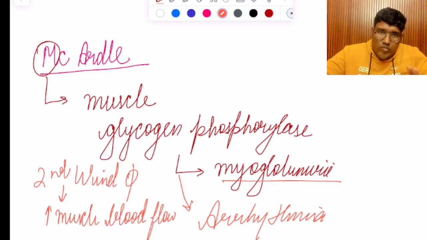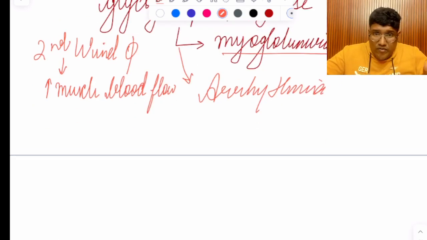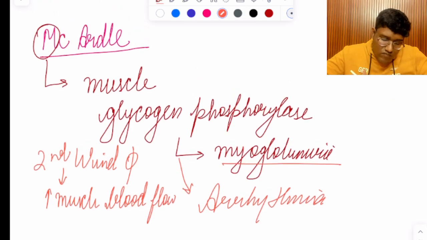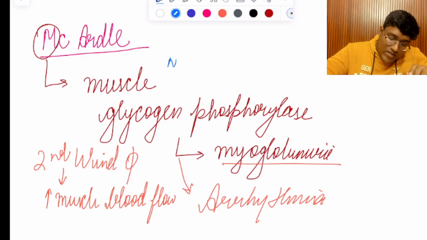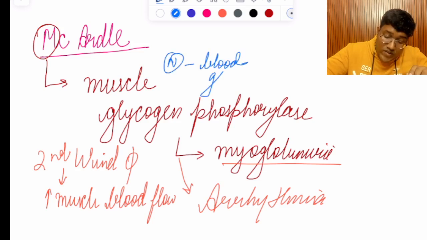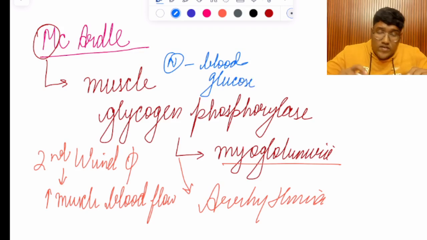So that's very important, right? When muscle blood flow is high, these patients are not going to have the cramps after taking their 5 minutes of rest. Also very important to remember, these patients will have normal blood glucose because it has nothing to do with the glucose in the blood. So that is what you have to remember: muscle glycogen phosphorylase. So these are the 5 diseases.